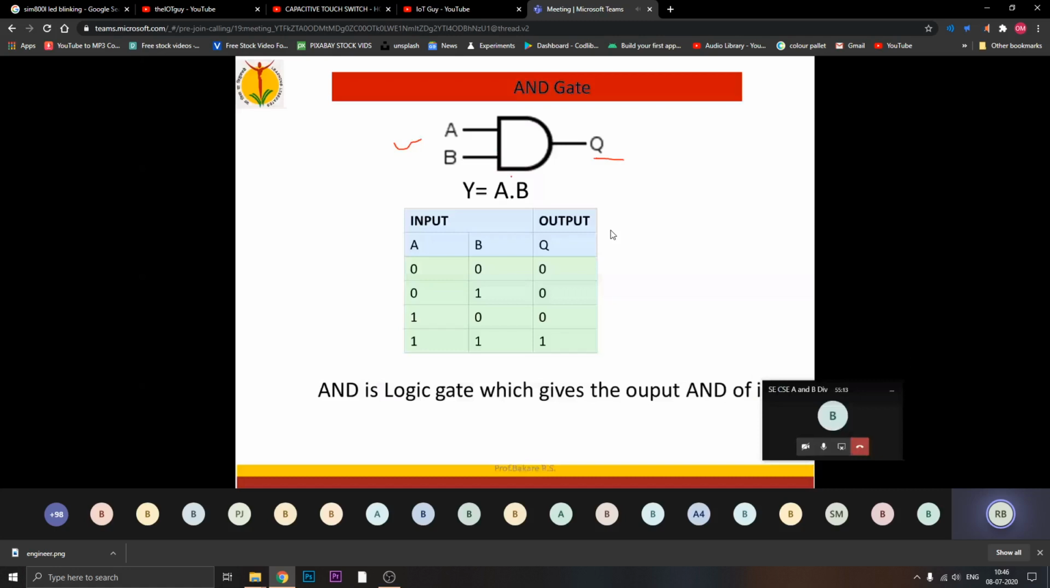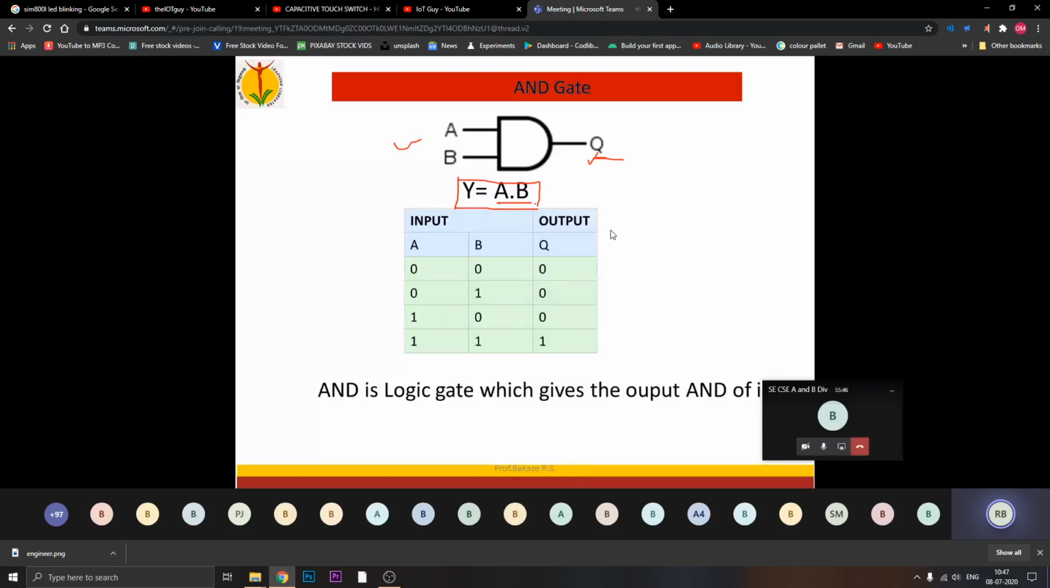The output is Q. Keep in mind, every time I write the Boolean equation, y is the output of that gate, which is Q, and it has two inputs A and B. The logic equation or Boolean equation of the AND gate gives y equal to A into B. This is for our convenience, A into B.